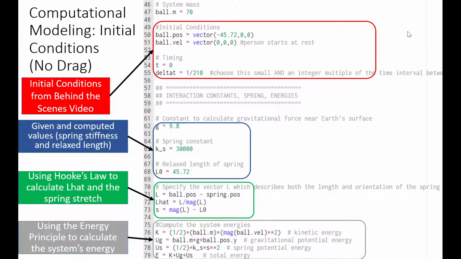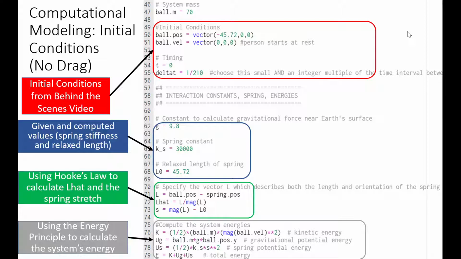To create the computational model without drag, I set the initial position to start from 45.72 meters to the left of the origin along the x-axis, because this is where the jumper will begin their jump, and their velocity initially is 0 meters per second because they start at rest. We will start the model at t equals 0 and advance about 1/210 seconds. Below in blue, I defined the spring stiffness and relaxed length as stated previously, and I defined the gravitational constant to be 9.8 newtons per kilogram.